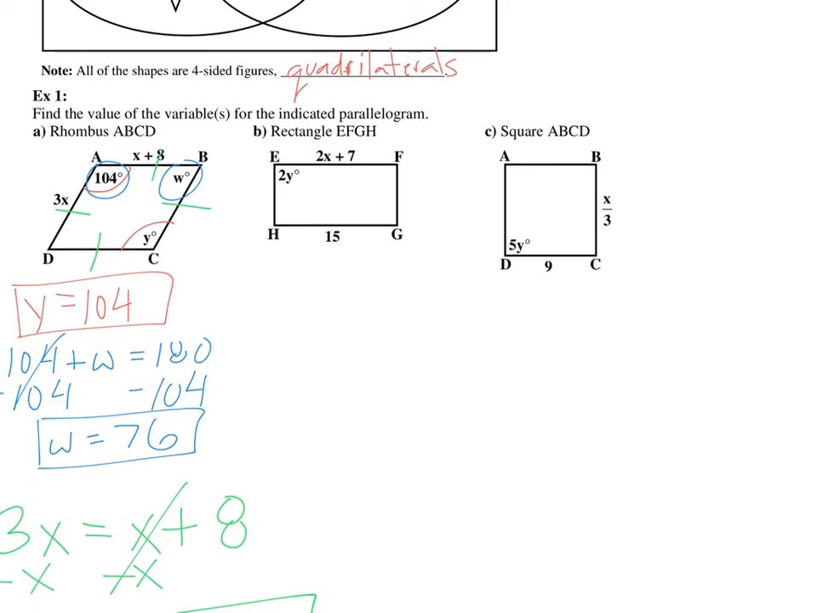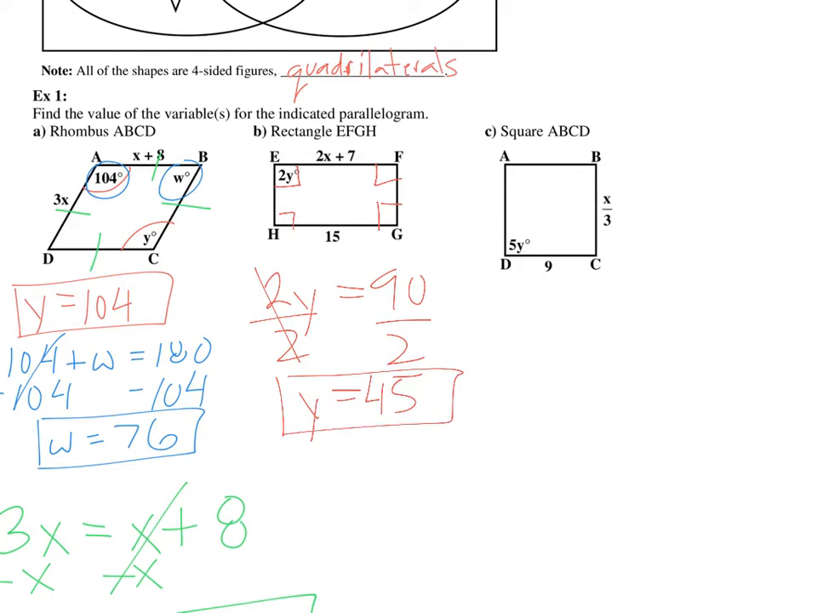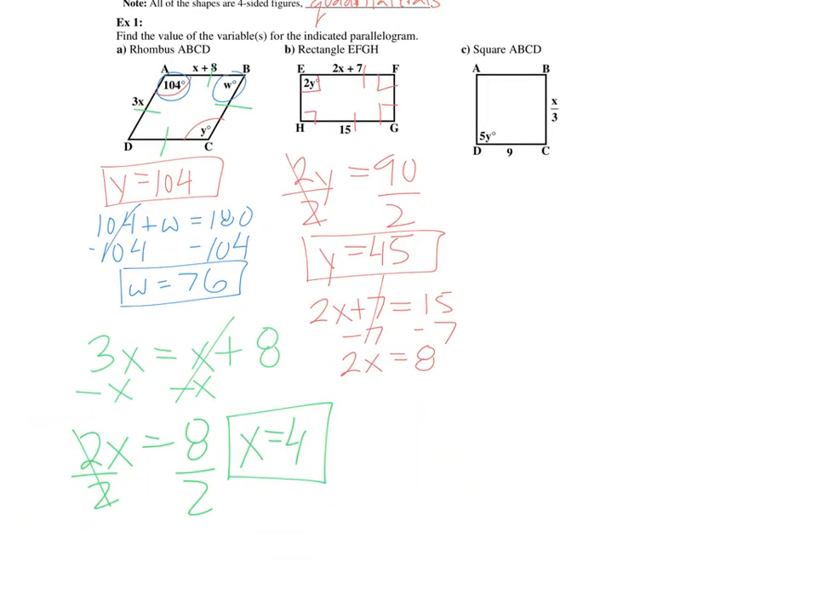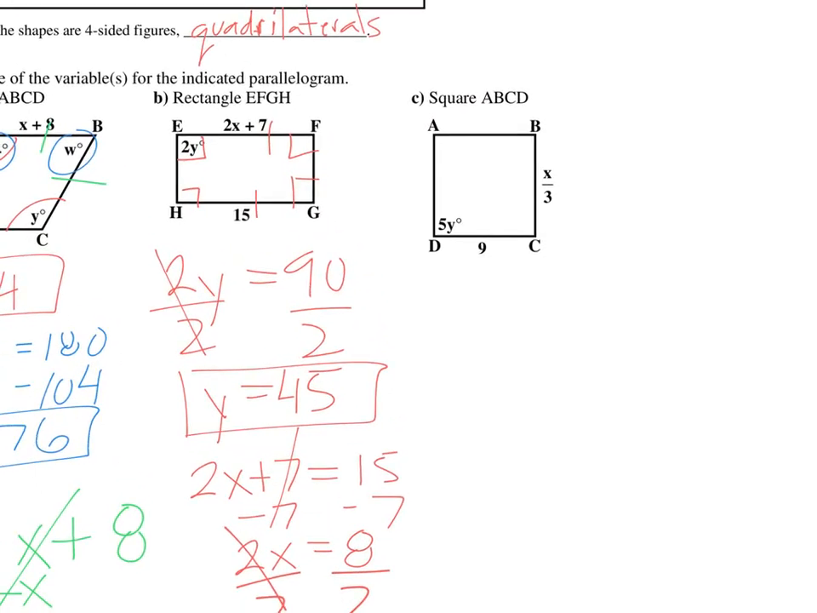All right, for the next one, it tells me I have a rectangle, and I know all of the angles of a rectangle are 90. So I could set 2y equal to 90, divide by 2, and y is equal to 45. Okay, and I know that this is a parallelogram, so the opposite sides are congruent. 2x plus 7 is equal to 15. Subtract 7, 2x is equal to 8. Divide by 2, and x is equal to 4. Done.